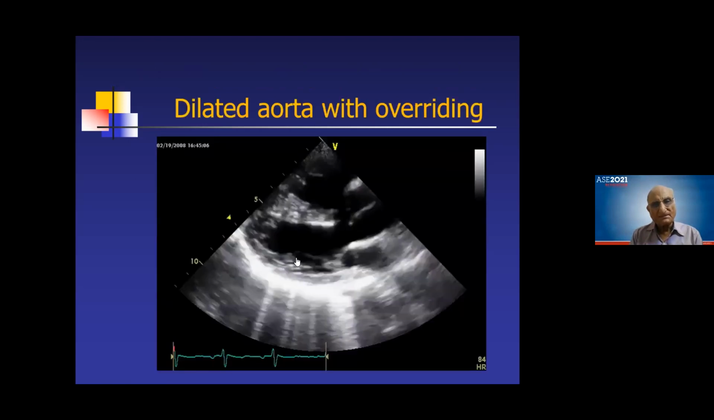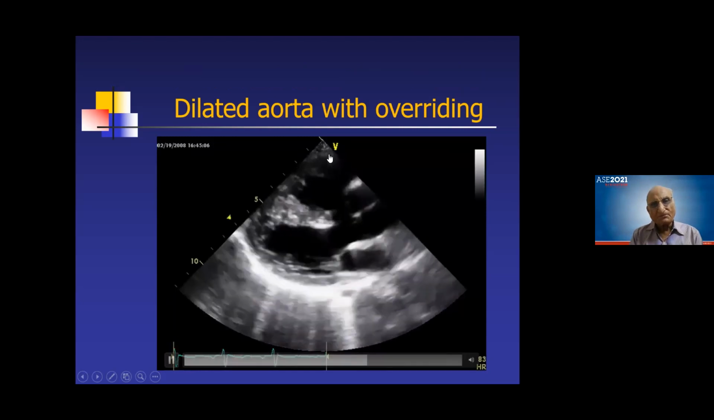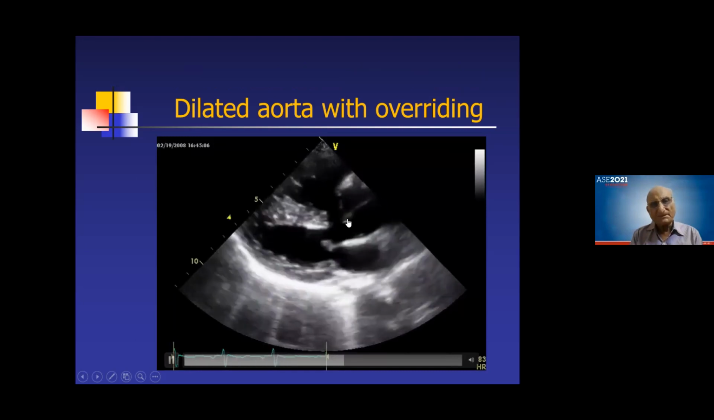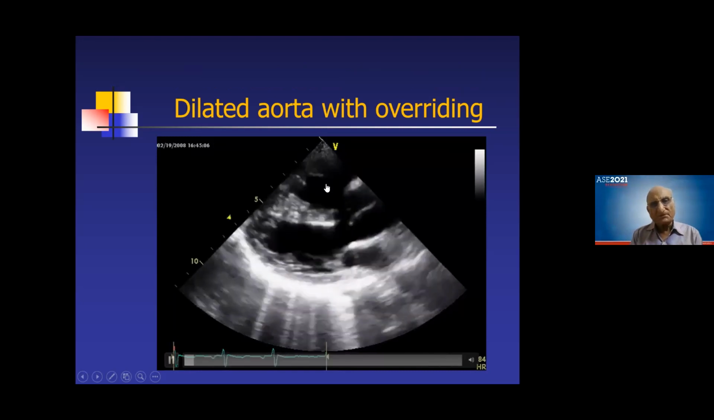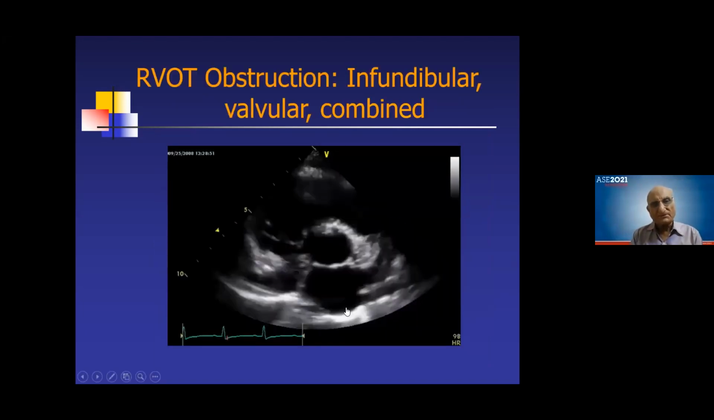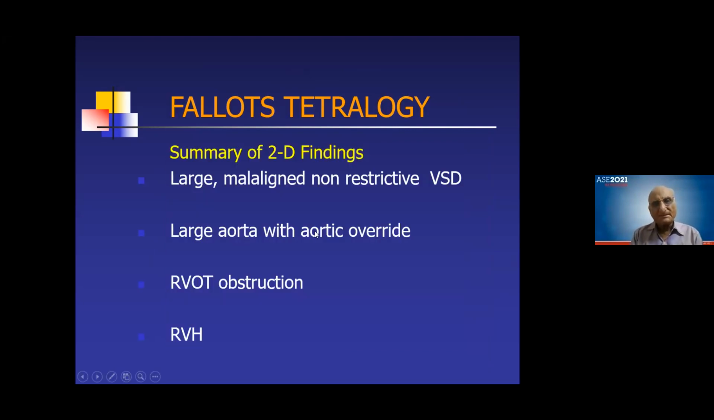Now when we come here, you see three things. You see the significant RVH. So in one view, you see a significant RVH coming from here to here, a VSD, and the presence of aortic override. So three lesions are already seen, and this is seen in a short axis view, which follows a Fallot tetralogy. So in summary, there is a large malaligned non-restrictive VSD. Non-restrictive means that the pressure between the LV and the RV is almost the same, so it is non-restrictive.